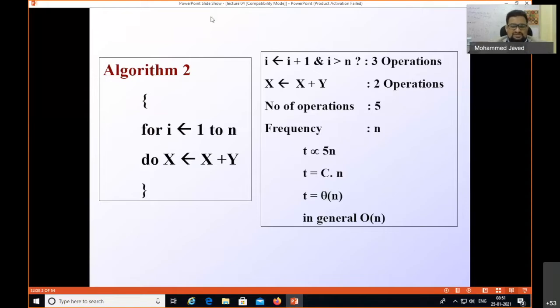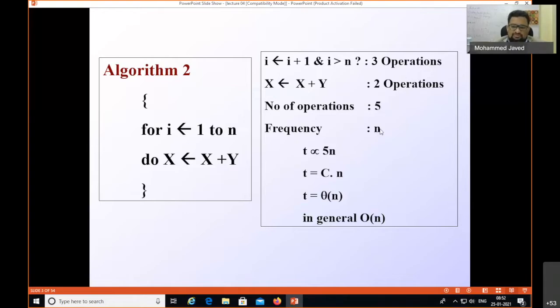Now let us make this algorithm a little bit more complex. Algorithm 2 is, now I am repeating the statement x equal to x plus y for i equal to 1 to n. So now I have added a loop here and I'm adding these things again and again up to n. We already know that this type of for loop has 3 operations: i equal to i plus 1 and i is greater than n. So 3 operations, and x equal to x plus y has 2 operations. So the number of operations here is 5. And what is the frequency of operation? Let us take that this is n.